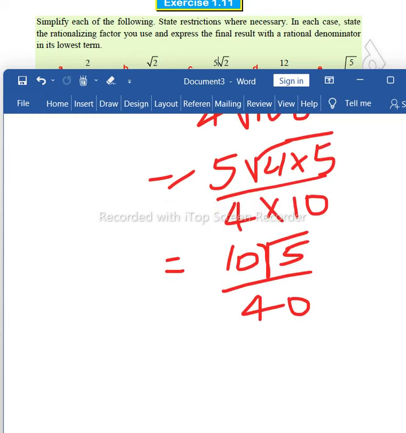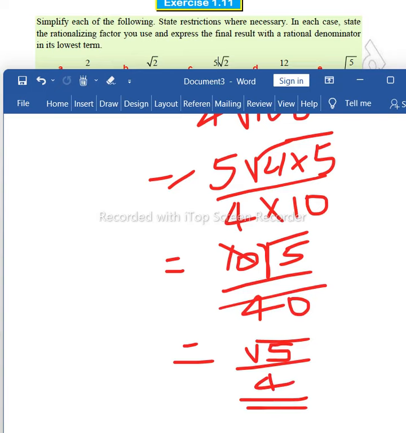Then we can simplify again. When we simplify 10 by 10, it is 1, so the square root of 5 stays as it is, over 10 divided by 10, which is 4. So our final answer is the square root of 5 over 4. This is the final answer for this equation.